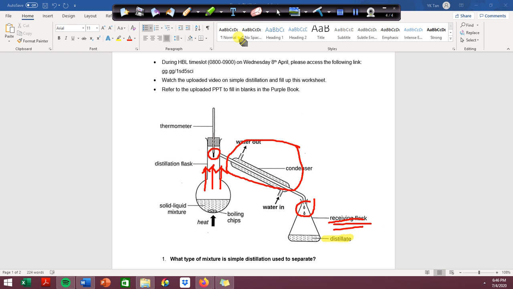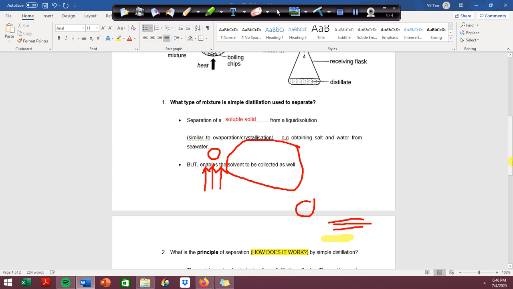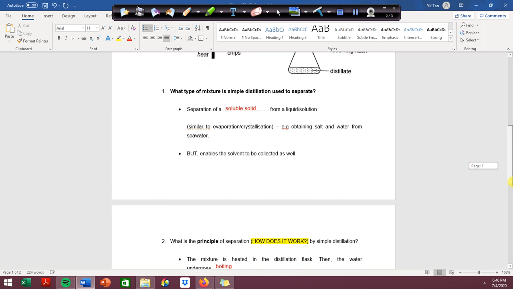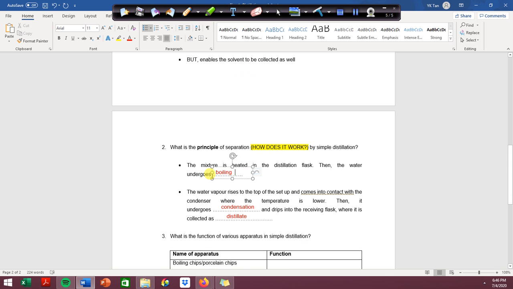Okay, so to summarize this part, the two processes that occur in simple distillation are boiling and condensation.